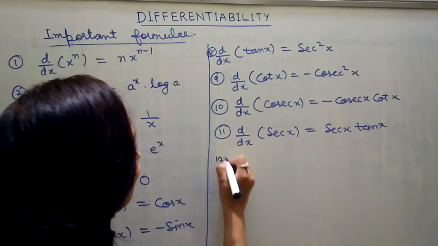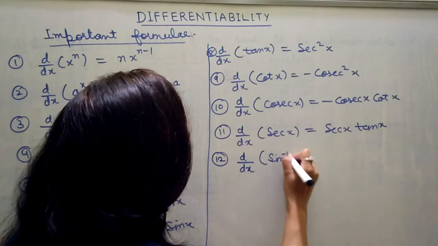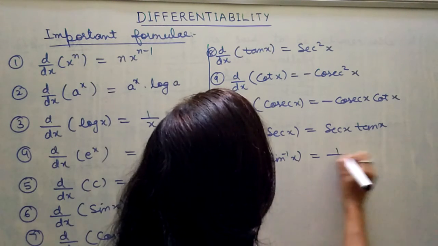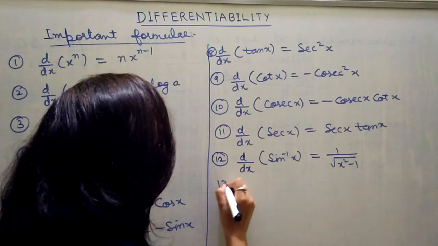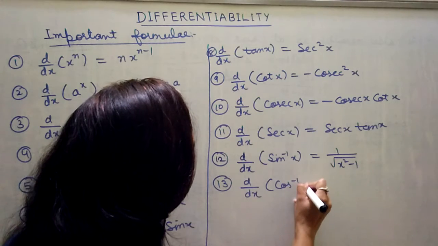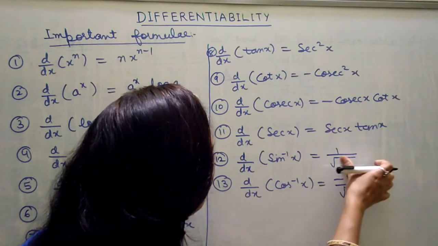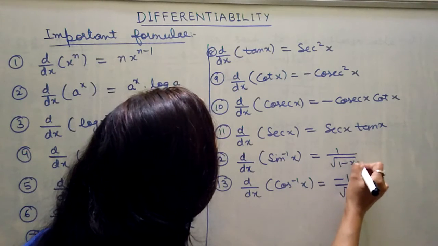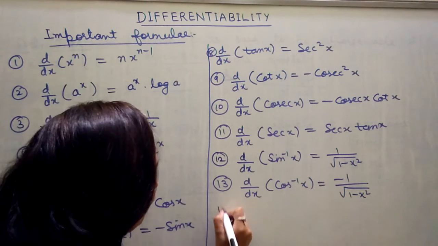So the derivative of sine inverse x is 1 upon under root of 1 minus x square. 13th, derivative of cos inverse x, that is negative 1 upon under root of 1 minus x square. This is 1 minus x square in the negative form.